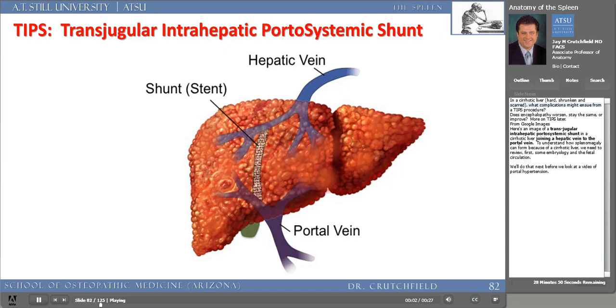Here's an image of a transjugular intrahepatic portosystemic shunt in a cirrhotic liver, joining the hepatic vein to the portal vein. In order to understand how splenomegaly can form as a result of a cirrhotic liver, we need to review first some embryology and the fetal circulation. We'll do that next before we look at a video of portal hypertension.